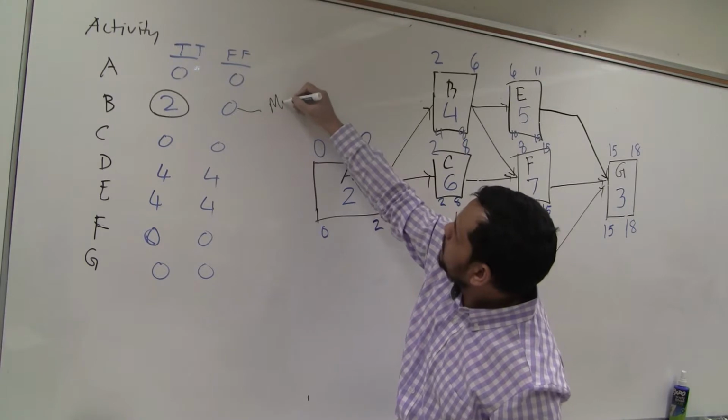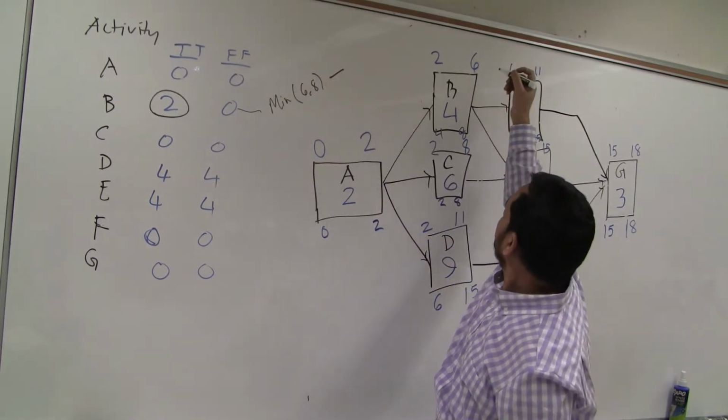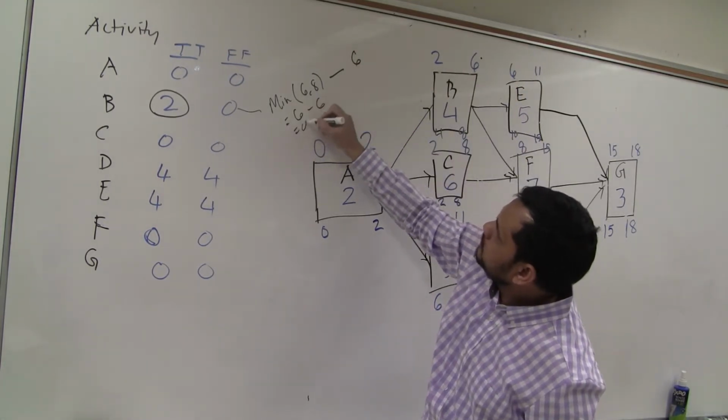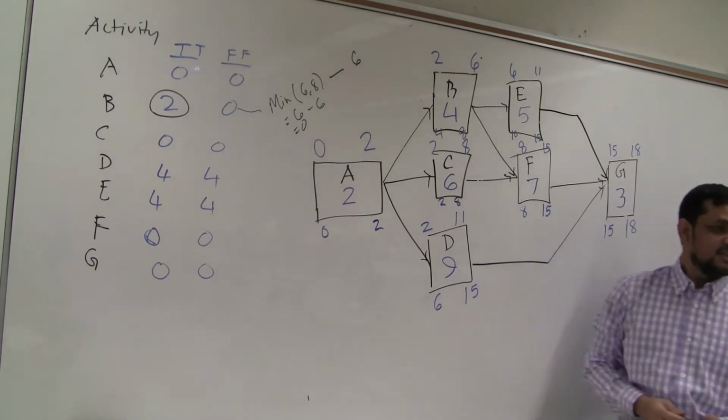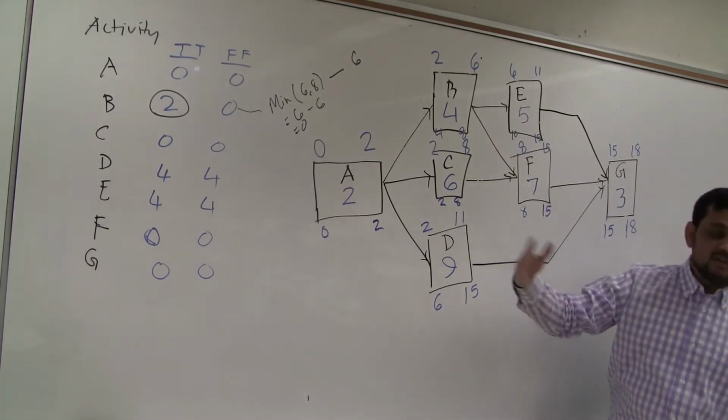It is the minimum of 6 and 8 minus this 6. So 6 minus 6 is 0. Yes, this is a confusing term. I will not disturb my followers.